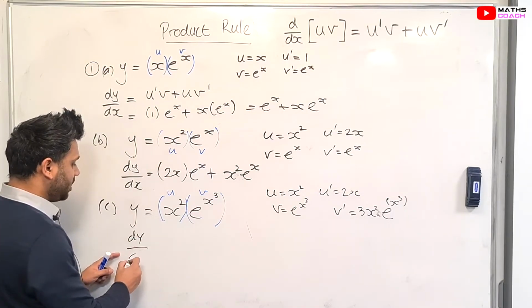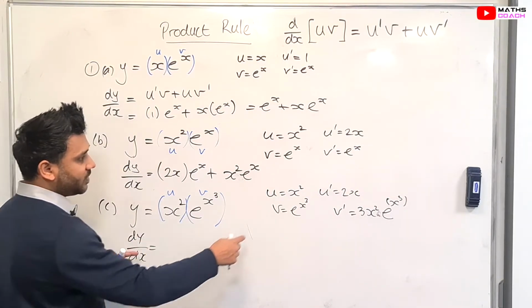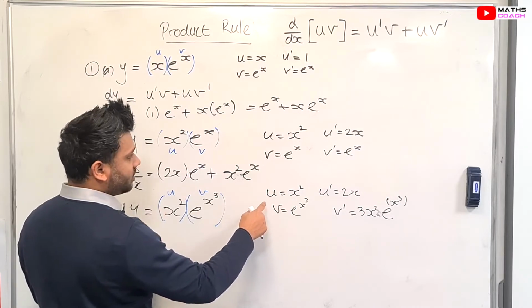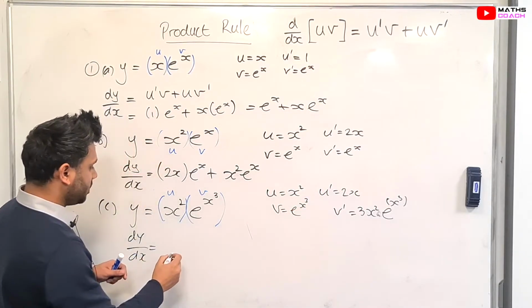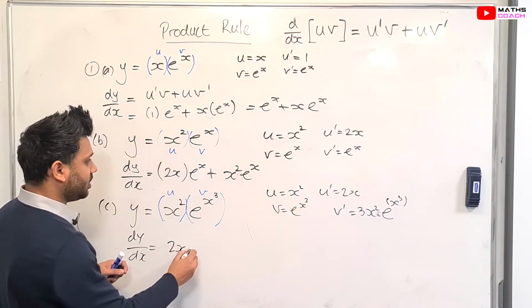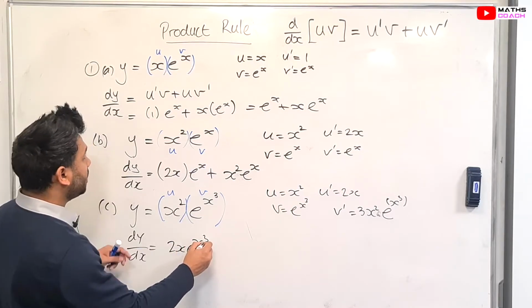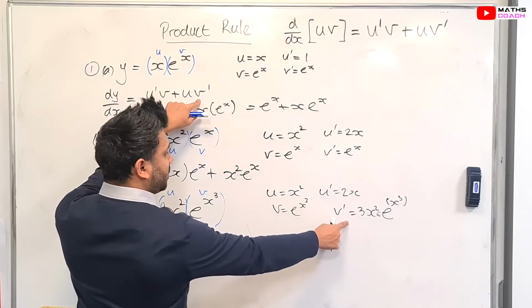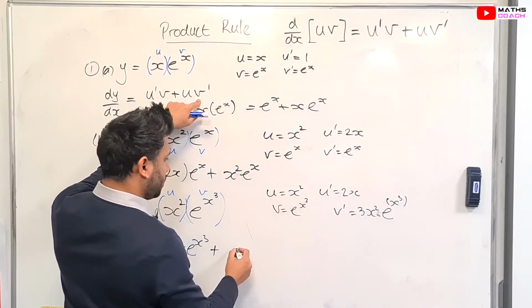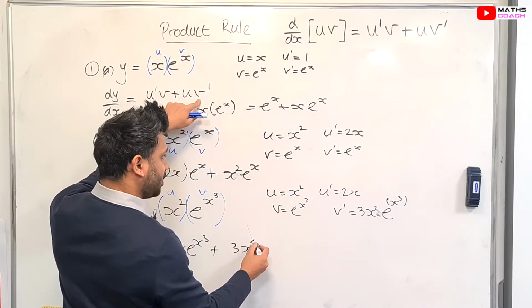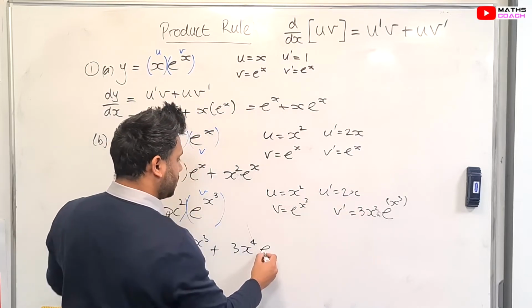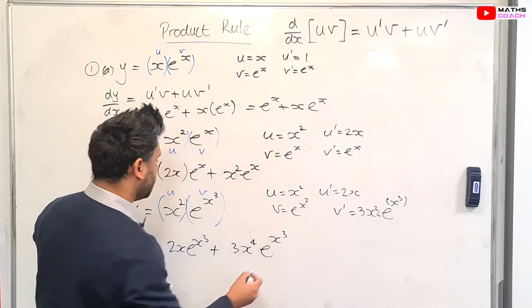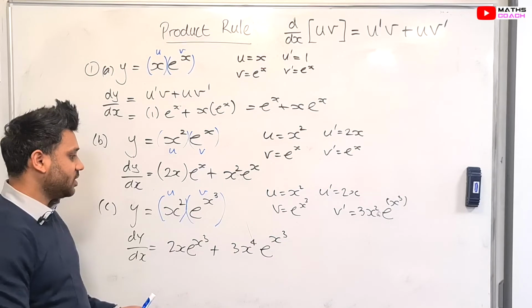Therefore, dy/dx is equal to u dash v, so that's 2x e to the x cubed, plus uv dash, so that gives you 3 times x to the power 4 times e to the power of x cubed. And that's the differentiation done.